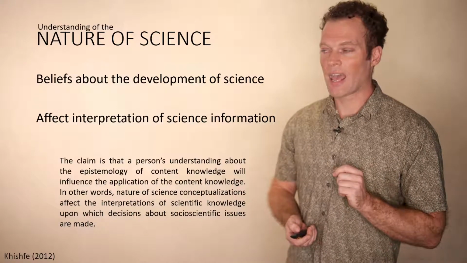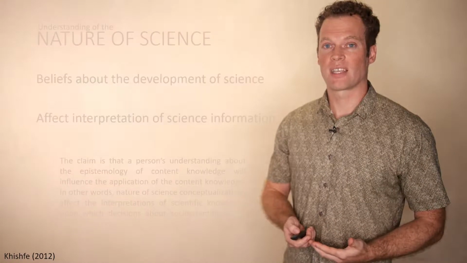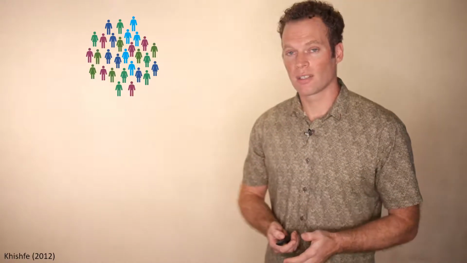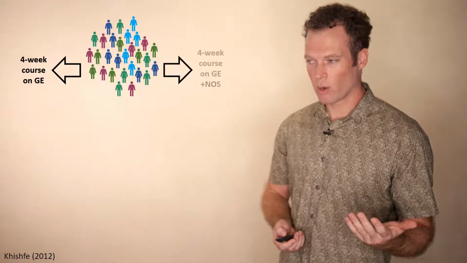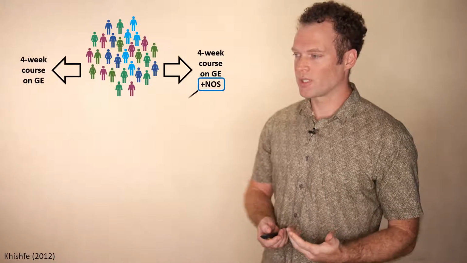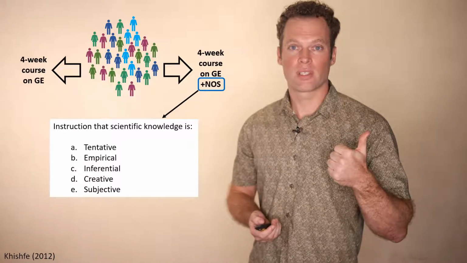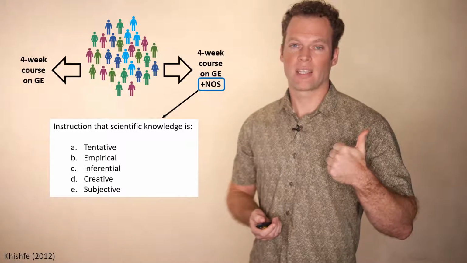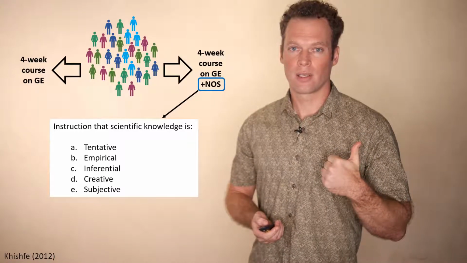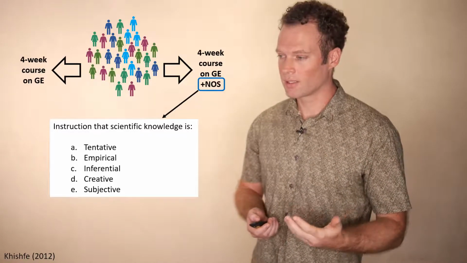Now, Kishvi was interested in how understanding the nature of science affects people's interpretations and evaluations of scientific information. She conducted an experiment on secondary school students where half of them took a 4-week course on genetic engineering. The other half took the same 4-week course, but they also took specific modules on the nature of science. And in those specific modules, they received instruction that scientific knowledge is tentative. In other words, that the current scientific understanding of a phenomenon is only correct until new knowledge emerges, until a new perspective emerges based on science.